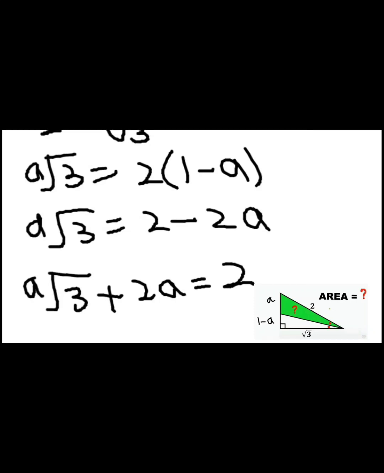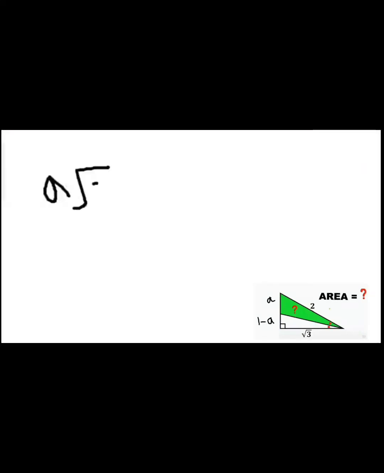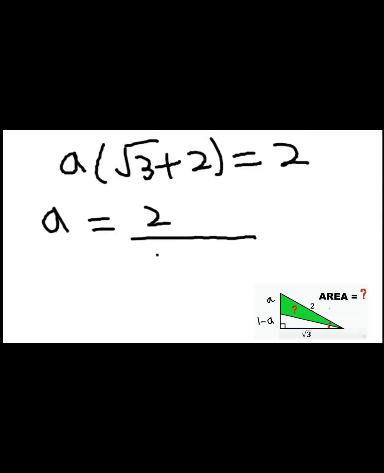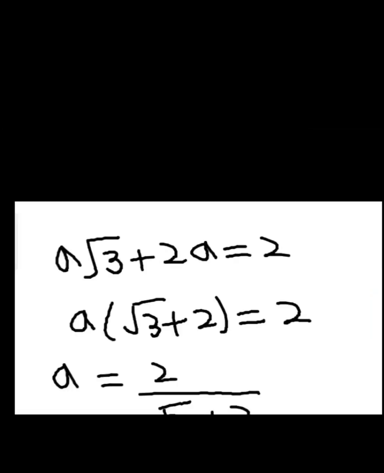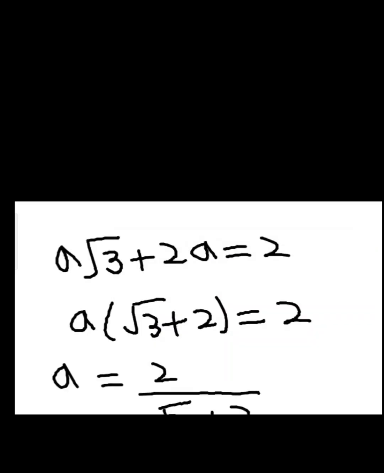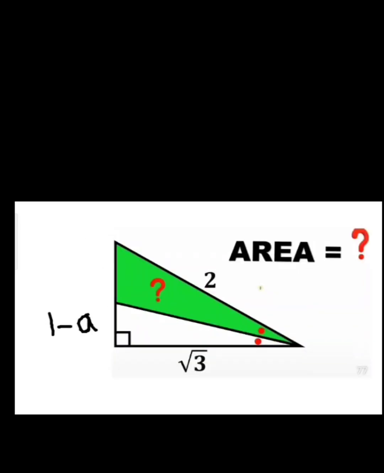Let's turn to the next page. So A times square root 3 plus 2A is equal to 2. A is common and the remaining factor is square root 3 plus 2, which is equal to 2. Now isolating A to find its value, it will be 2 over square root 3 plus 2, as multiplying by square root 3 plus 2 moves it to the divide side. So now we have found the unknown value, which is 2 over square root 3 plus 2.